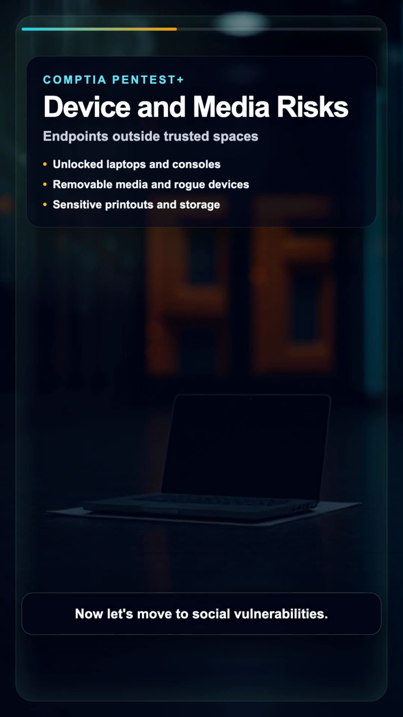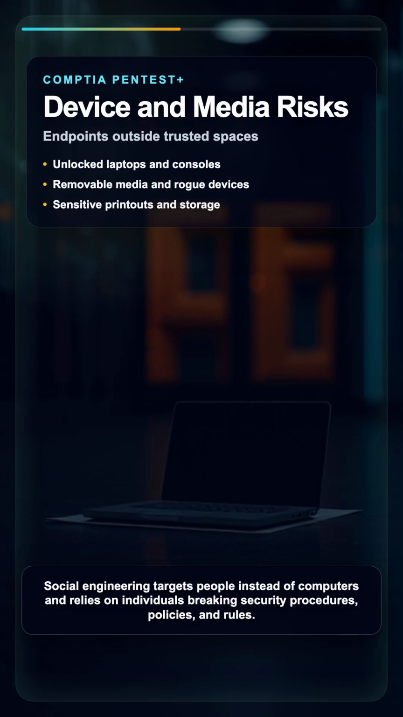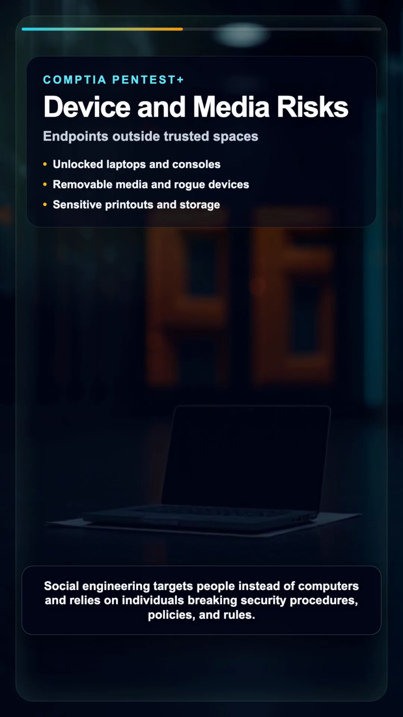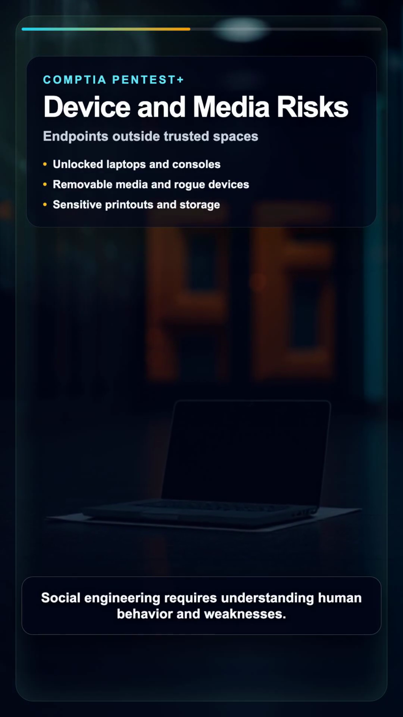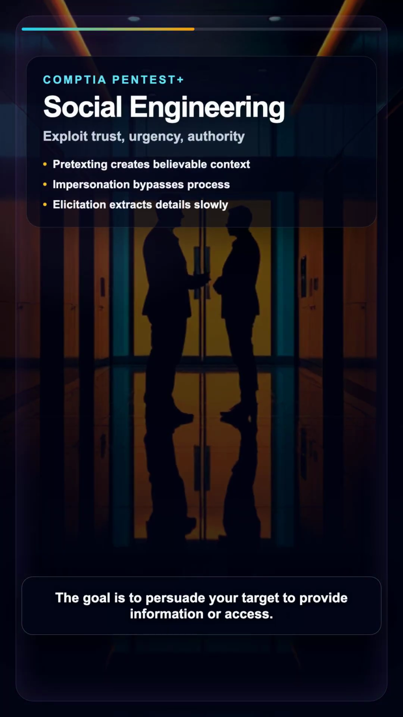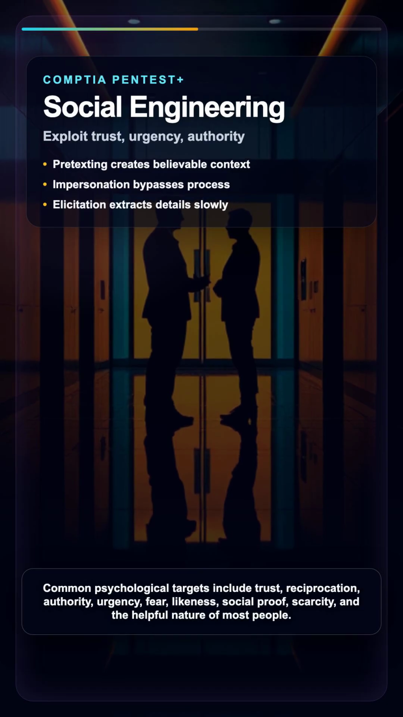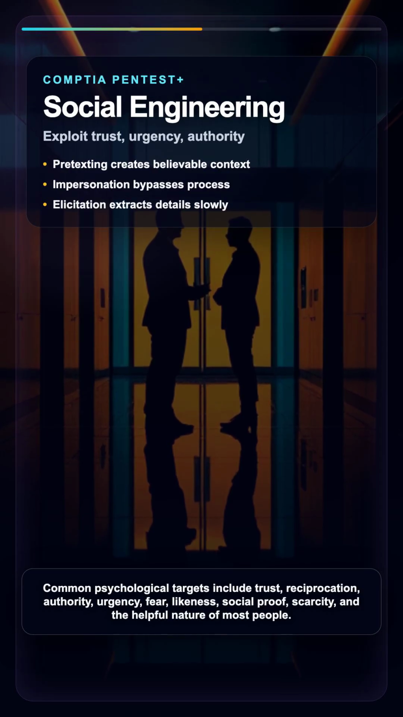Now let's move to social vulnerabilities. Social engineering targets people instead of computers and relies on individuals breaking security procedures, policies, and rules. It may take 100 years to crack the strongest encryption, but only 3 seconds to manipulate the person who holds the information. Social engineering requires understanding human behavior and weaknesses. The goal is to persuade your target to provide information or access. Common psychological targets include trust, reciprocation, authority, urgency, fear, likeness, social proof, scarcity, and the helpful nature of most people.